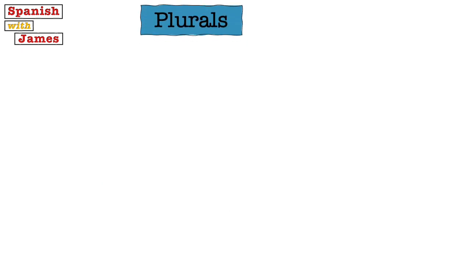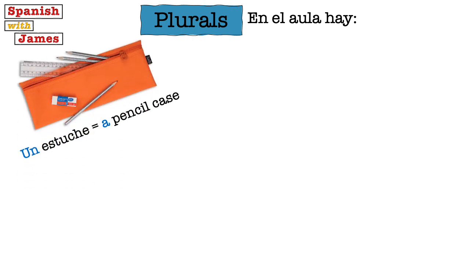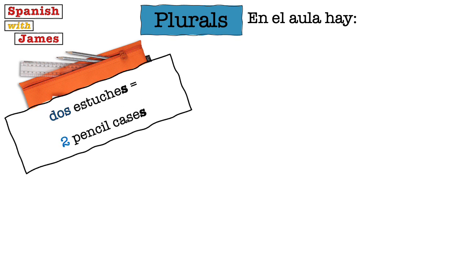Okay, so going back to thinking about plural nouns now, let's go back to talking about what there is in the classroom in general. So, en el aula hay. In the classroom there is, or there are, un estuche, one pencil case, or a pencil case. If we have two, this changes to dos estuches. So now we've given a number to specify how many there are. We now need to add an S to estuche, so that it goes to pencil cases instead of pencil case. So it's very similar to the English that the addition of an S shows you that it's plural.